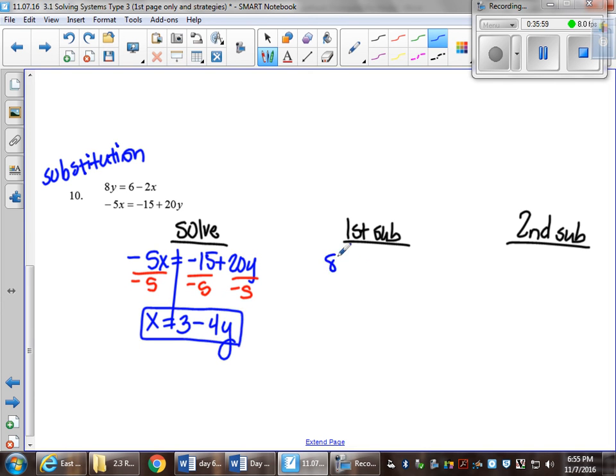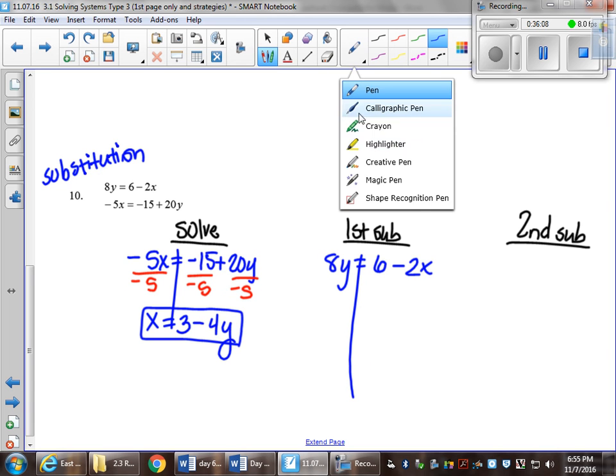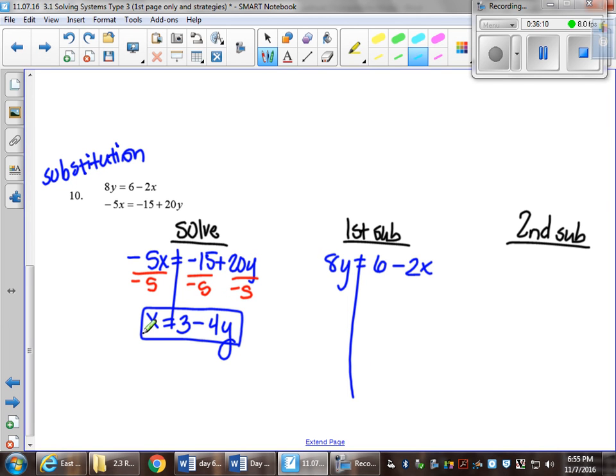Go ahead and use the equation you didn't use yet. 8y equals 6 minus 2x, and you guys can rock it out from there. Do your substitution. This says x equals, so I have something to substitute in for x, and you can keep going.